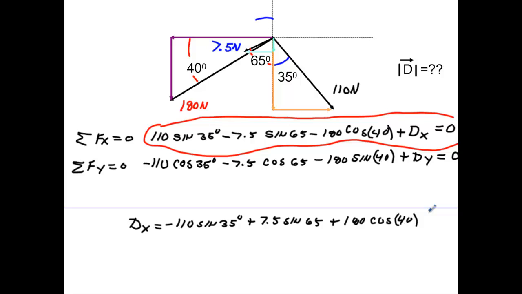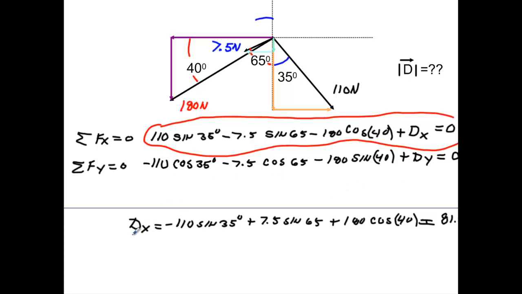I'll grab my calculator real quick. And again, make sure that your mode is in degrees, because if it's in radians, you are not going to get the right answer. So minus 110 times the sine of 35 plus 7.5 times the sine of 65 plus 180 times the cosine of 40 gives me a value of 81.59. So we know that dx is equal to 81.59 newtons.